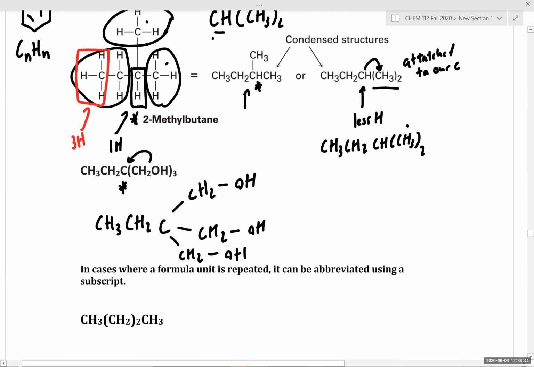Does that make sense to everyone? And the reason why I drew 3 of these functional groups is because what is our subscript? What is our subscript? 3, yep.